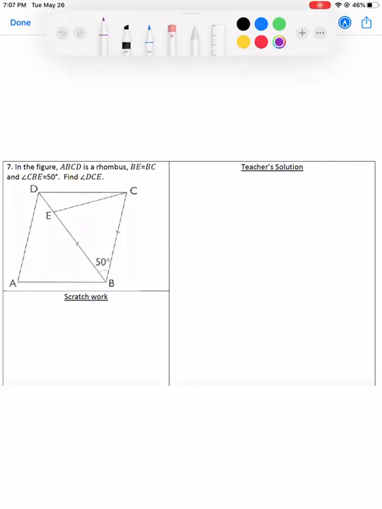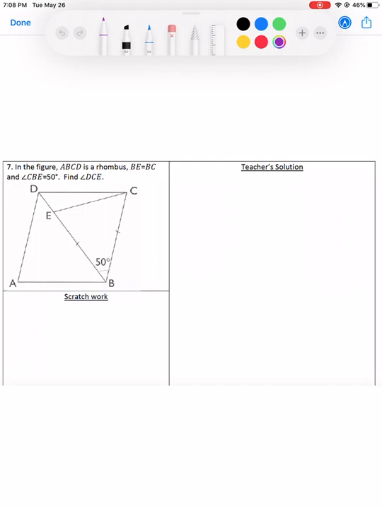Okay, class, in this video we're looking at homework number 8, problem number 7. In the figure, ABCD is a rhombus. BE equals BC and angle CBE equals 50 degrees. Find angle DCE. So there's a lot of letters there, but first we must attend to the first part of the directions, which says that ABCD is a rhombus.